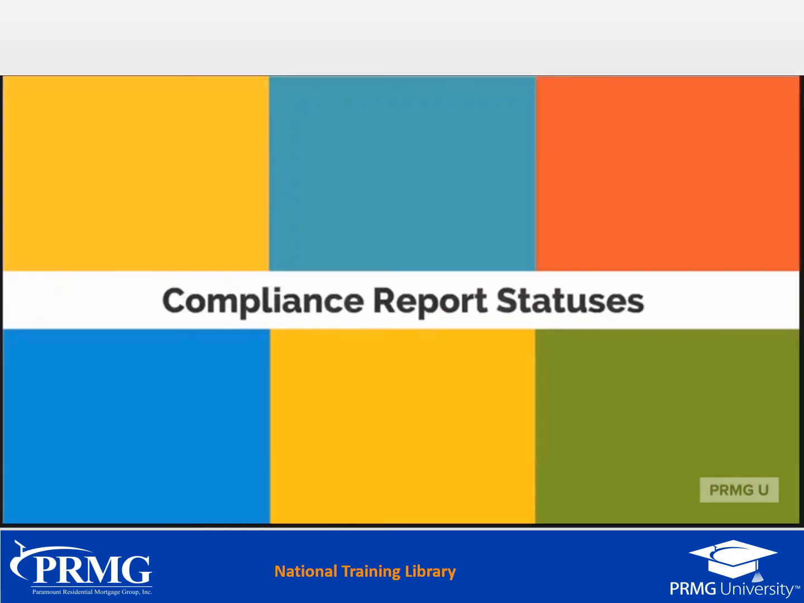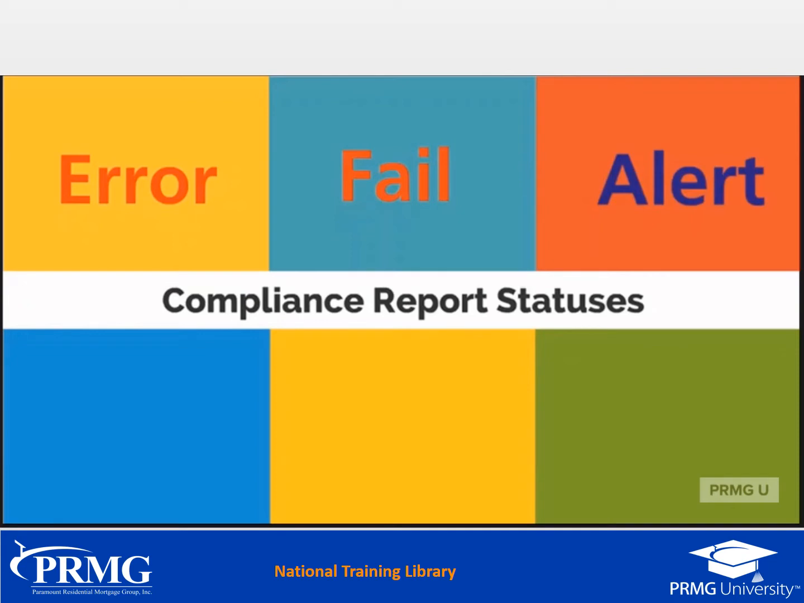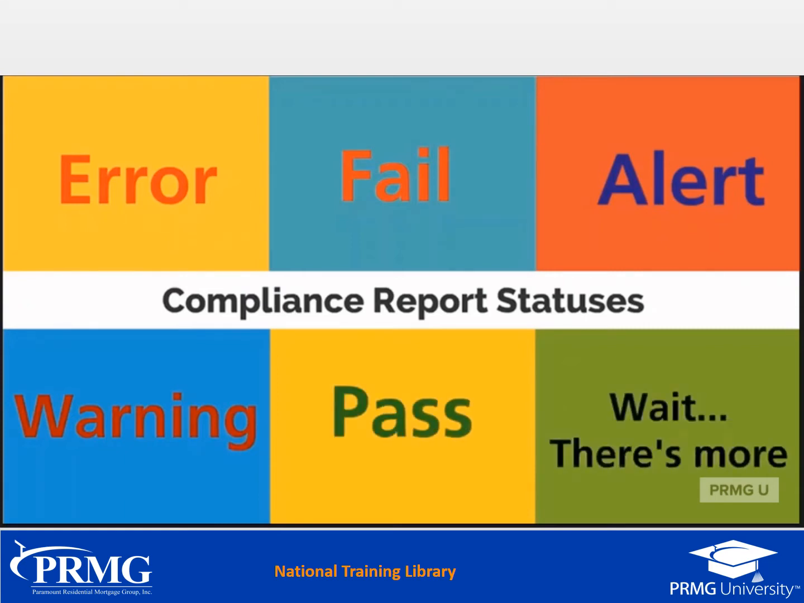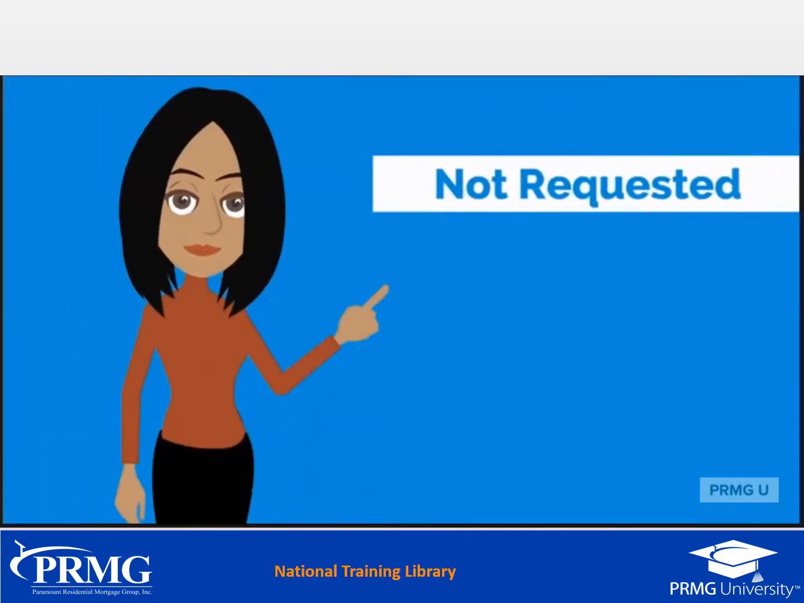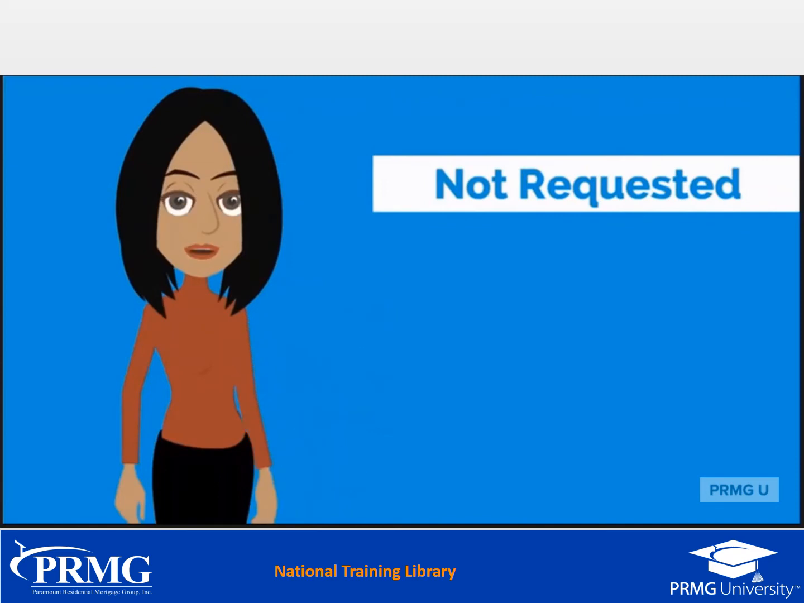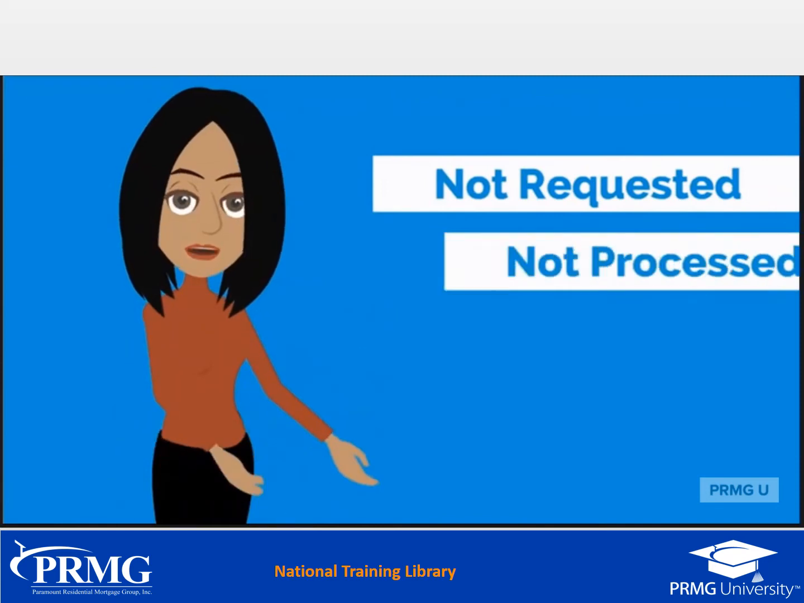You can receive one of 9 different statuses: an error, an indicator of missing or incongruent data; a fail, which equals a compliance exception; an alert, where the loan is classified as a special loan type, an HPML for example; a warning, which can be informational or can indicate possible corrective action; and of course a pass, which means no exceptions have been identified. You can also receive a status of not requested, meaning the service is not set up to run or conditions are not met in the settings wizard.